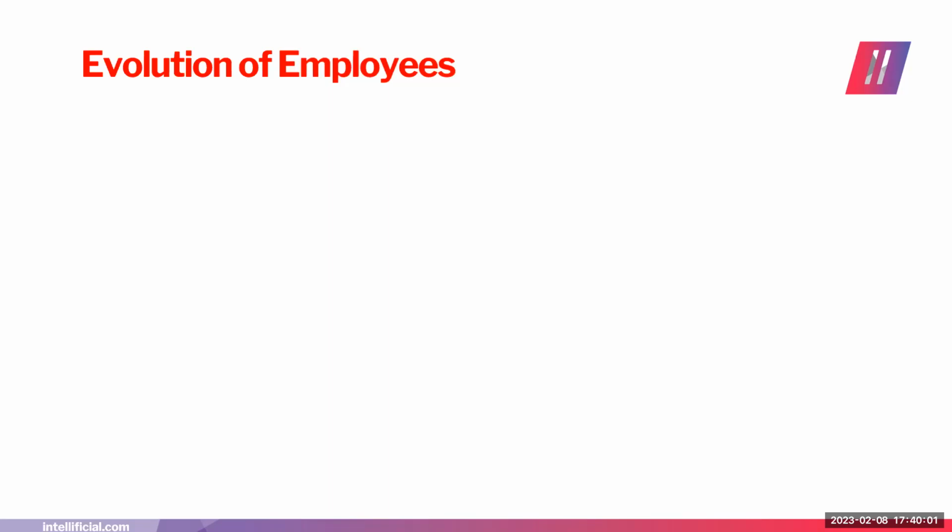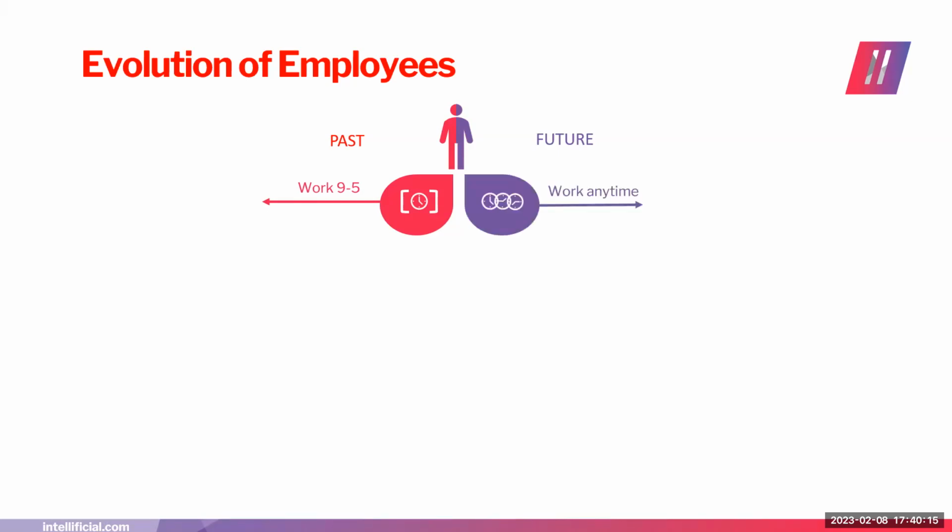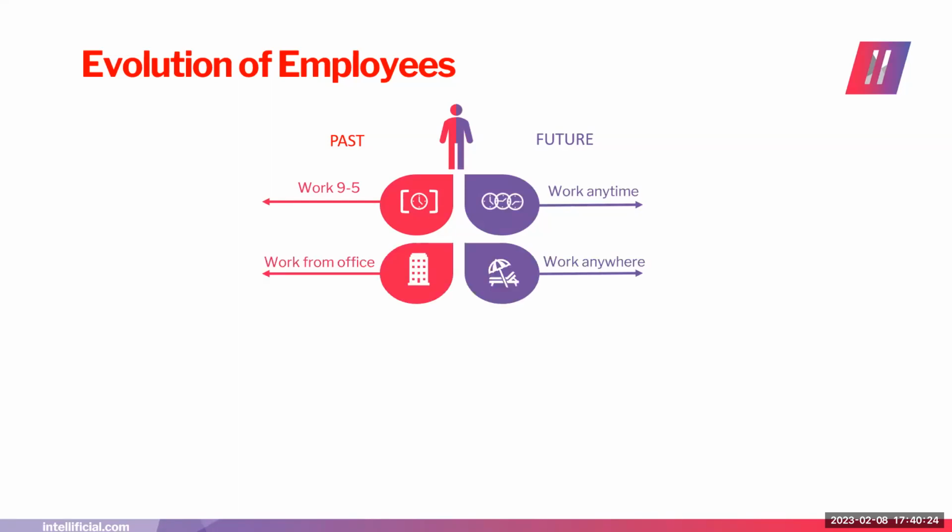So for the evolution of employees, we have two categories. In the past, they used to work at a fixed time, say 9 to 5, 10 to 6, or even in night shifts. But in future, and actually the current trend, is that they work anytime, not restricted to certain time limits. And in the past, they used to work from the office, and currently they work from anywhere. Even in future, it's going to be actual practice that people work from everywhere, apart from the regular office premises.